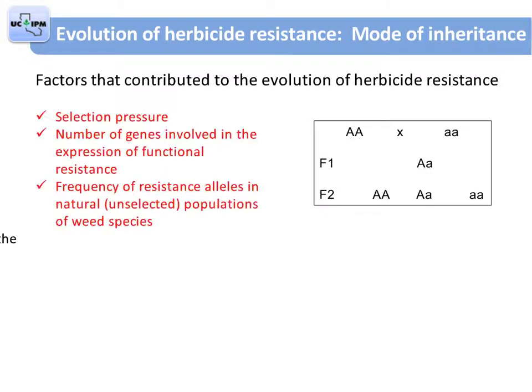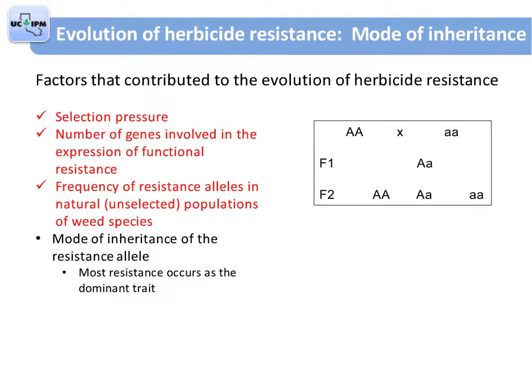Let's look at the nature of inheritance. With herbicides, most resistance occurs as the dominant trait. Homozygous resistant plants usually have a high level of resistance. If you have a homozygous resistant plant and crossed it with a susceptible plant, you'll get a heterozygous resistant plant that usually has some level of resistance. When you treat the heterozygous resistant plant with the herbicide, the plant would look sick and may have survived and produced some seeds.